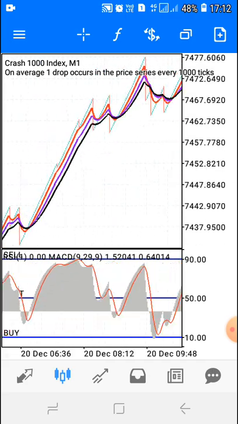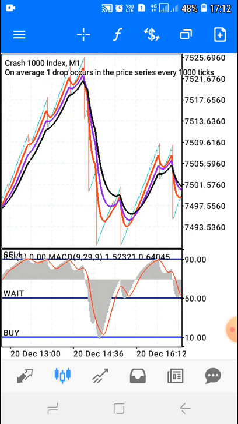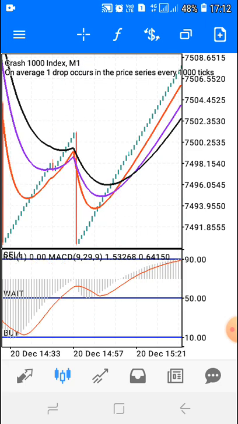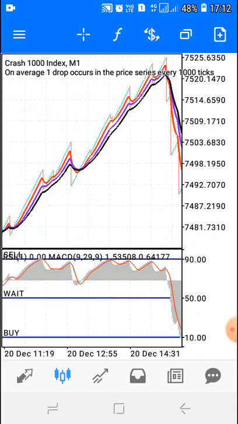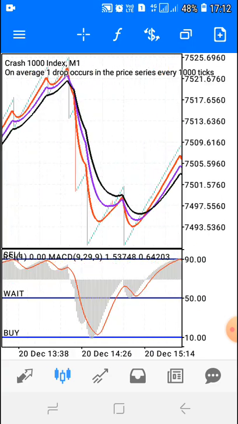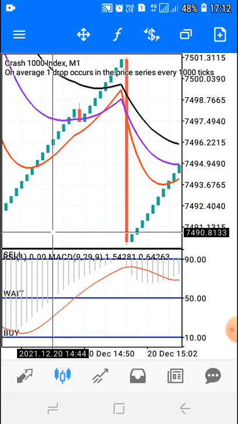So what I want you to do is, when you use this strategy, first check the trend of the market. Once you see the trend of the market, the next thing you're going to do is go to the 1-minute time frame, look for crossovers, and check if the MACD is at the 10 or 90 level, especially if you trade Crash 1000 and Boom 1000. Okay, let's check this out.